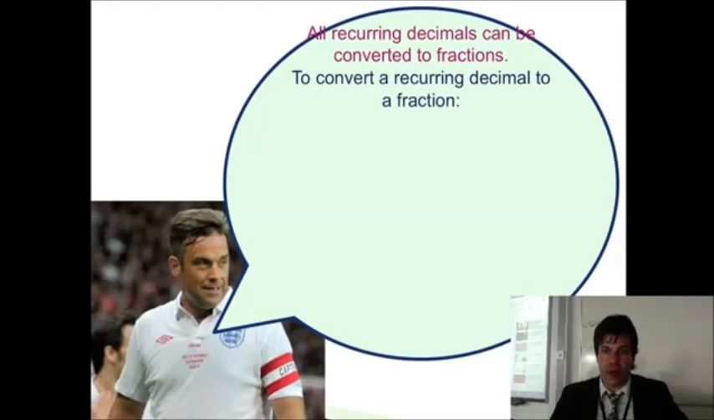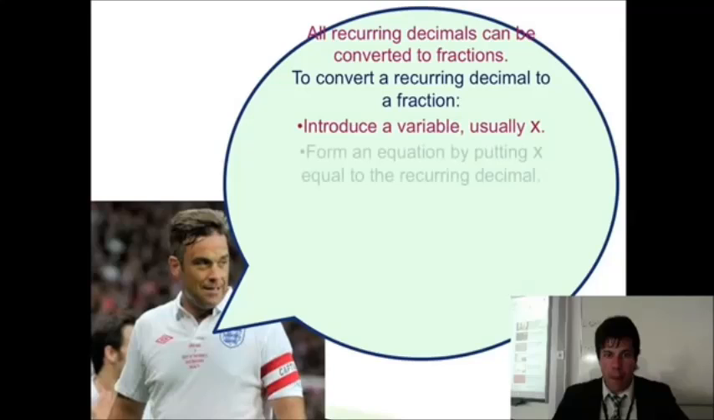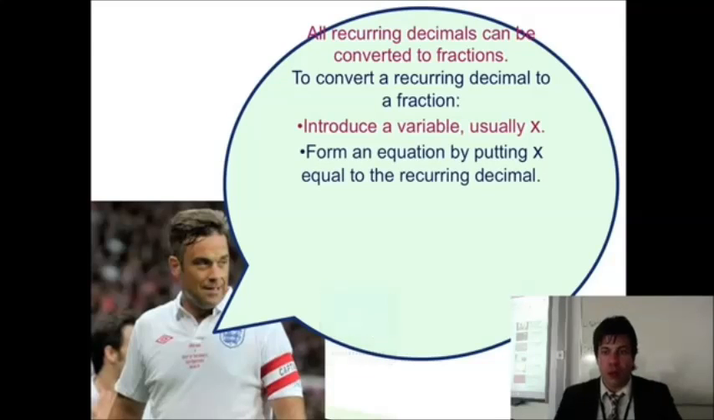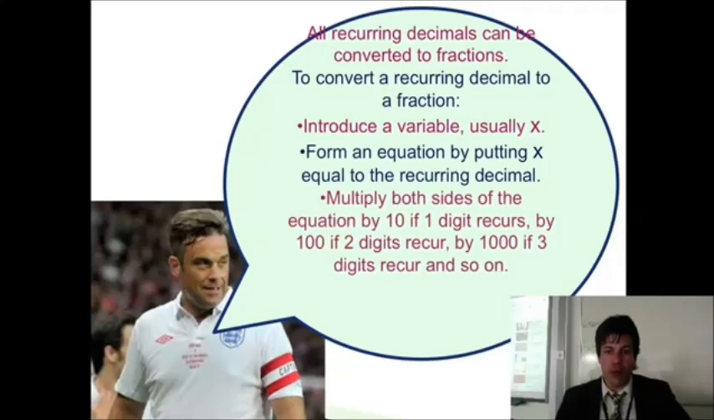To convert a recurring decimal to a fraction, introduce a variable, usually x. Form an equation by putting x equal to the recurring decimal. Multiply both sides of the equation by 10 if 1 digit recurs, by 100 if 2 digits recur, for example the 0.18 recurring, and by 1000 if 3 digits recur, and so on.